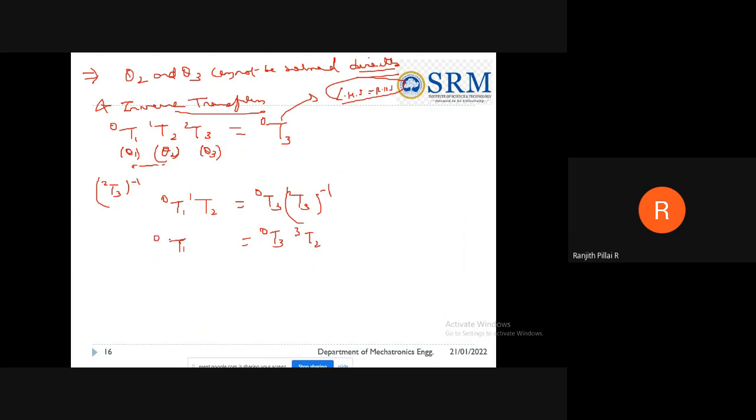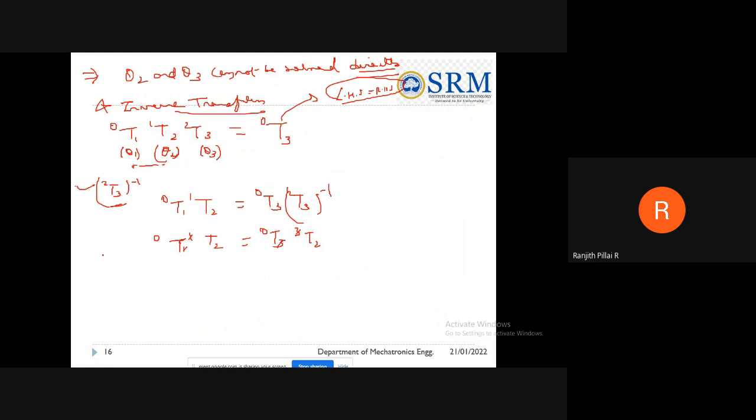Now, is it violating anything? When I cancel this one, I end up with T2 with respect to 0. That is what my LHS is giving. Now think of the RHS: is it the same, T2 with respect to 0? Correct. So there is no harm in multiplying by the inverse of T2 with respect to 3. So this holds good. Now, as your friend asked, why can't I eliminate this theta 2?